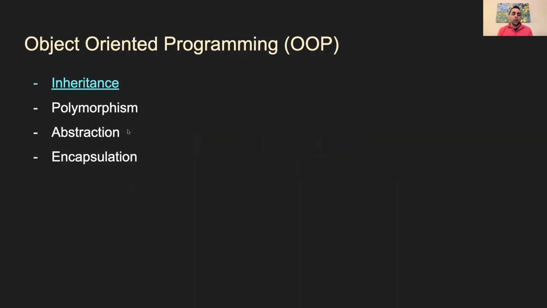So talking about object-oriented programming, there are often four main pillars or features that are mentioned. One of them being inheritance, which we're going to talk about today. But the others, just to mention them, are polymorphism, abstraction, and encapsulation. Now, these are all great topics to learn about, but we're just going to focus on inheritance for today. So let's proceed.